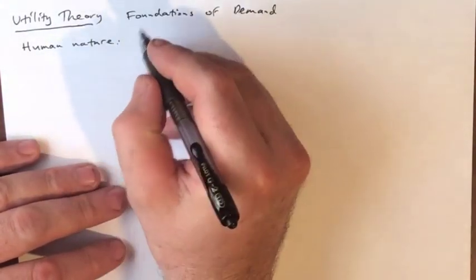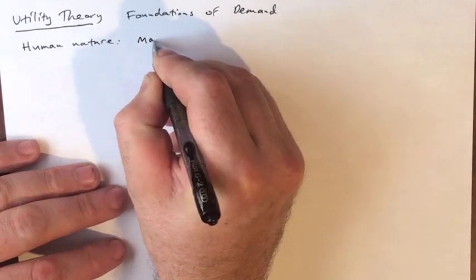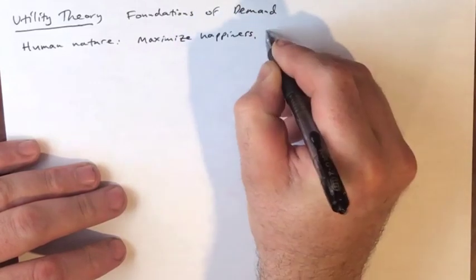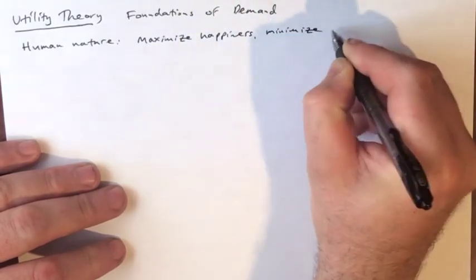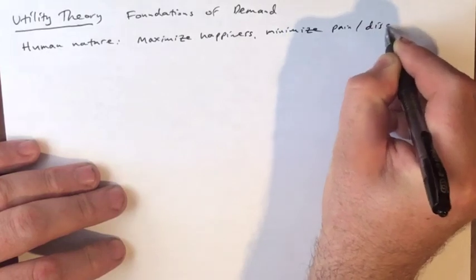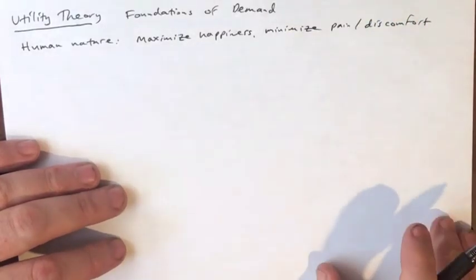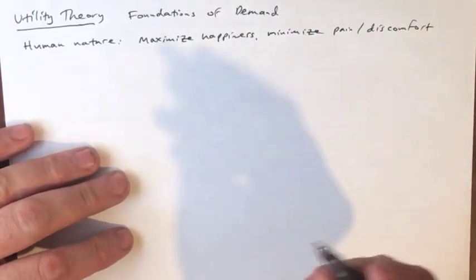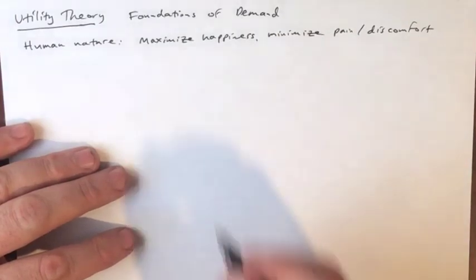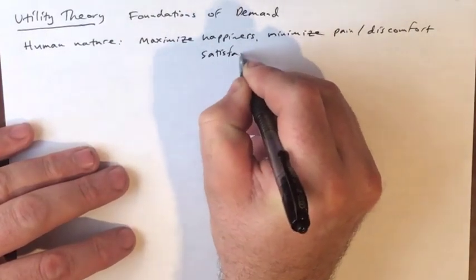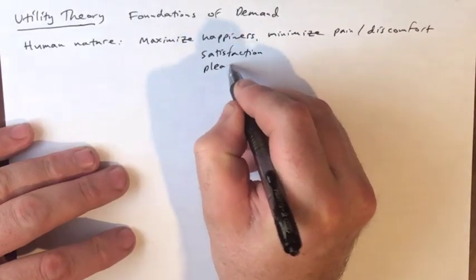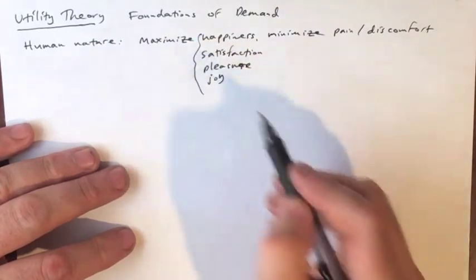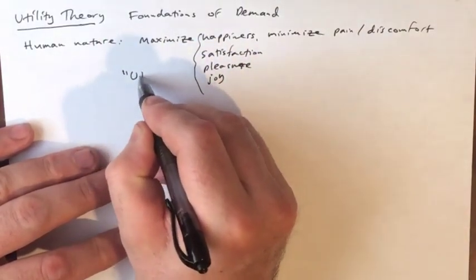And this idea is that people seek to maximize their happiness and minimize any pain or discomfort. The technical word that's used instead of happiness, all of these are synonymous though: happiness, satisfaction, pleasure, joy. All of these meanings are encapsulated in the term utility.